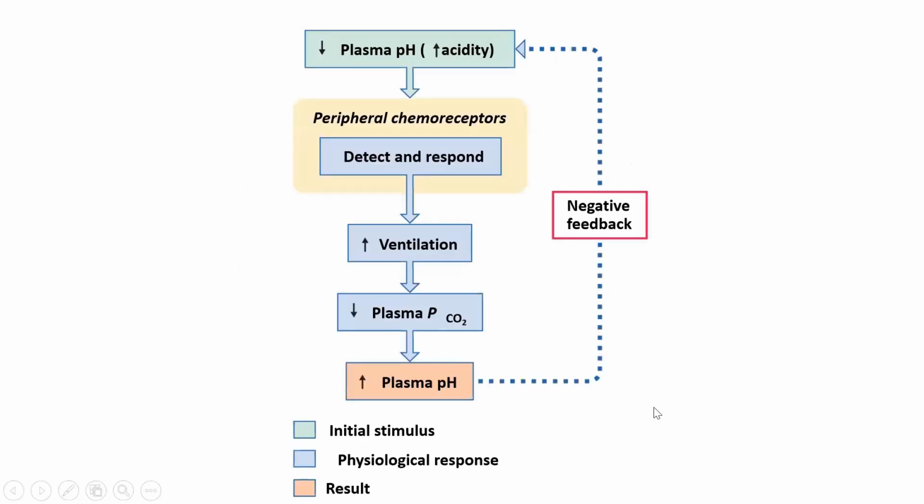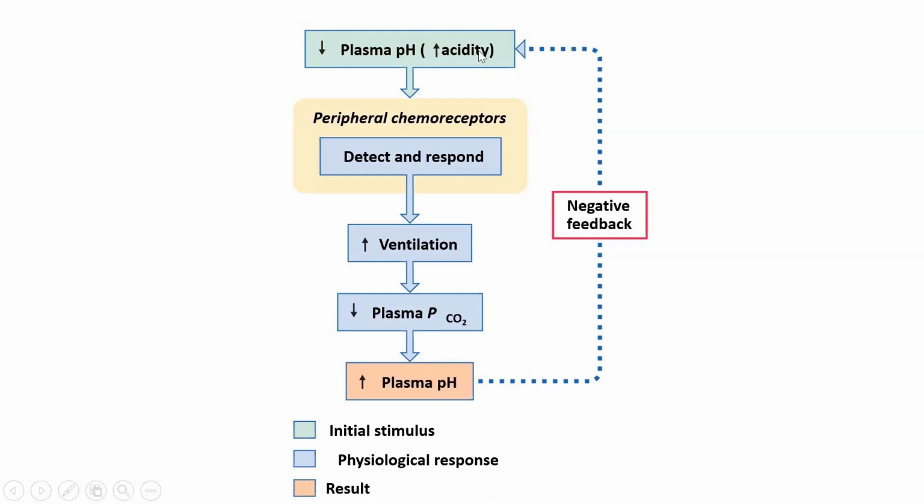And this is a flow chart that kind of goes through an example of that. So this is looking at a decrease in plasma pH or an acidotic state as the main stimulus here. And that is going to trigger our peripheral chemoreceptors. So remember, chemoreceptors are receptors that are in our blood that are detecting the level of chemicals. And so they're detecting the level of acidity, of hydrogen ions.